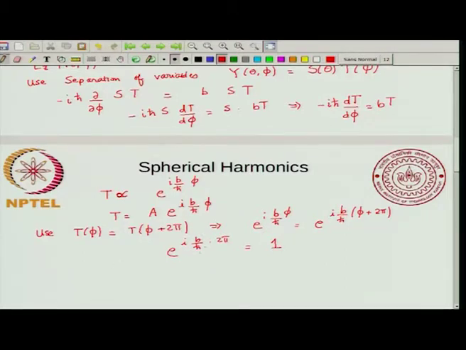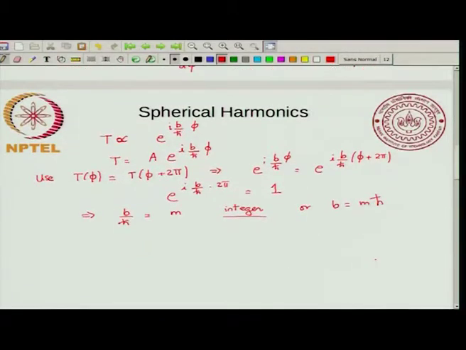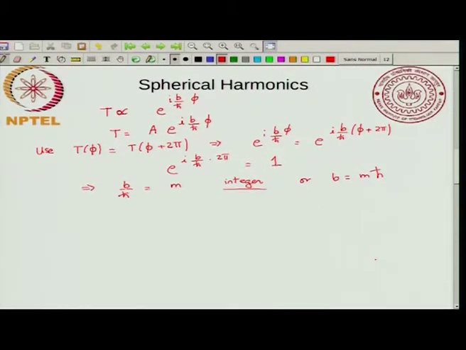You know that if b by h bar is an integer, then e to the 2 pi i into any integer is 1. So this implies that b by h bar equals m, an integer, or b equals m h bar. This is commonly referred to as quantization of the z component of angular momentum. m is an integer, which means it can be 0, plus or minus 1, plus or minus 2, plus or minus 3, and so on. So this is the t part.